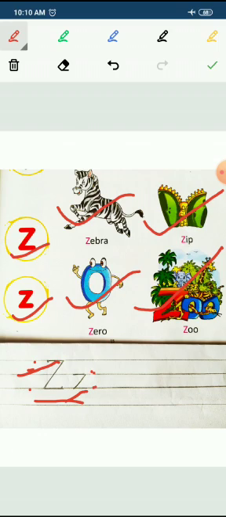So I write here first of all capital Z like that. Then after, small z in the middle two lines. I write once again. This is capital Z and this is small z. Small z comes in the middle two lines.